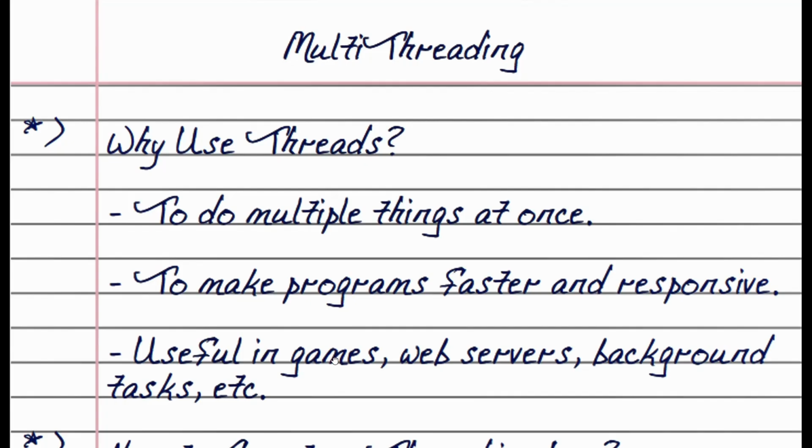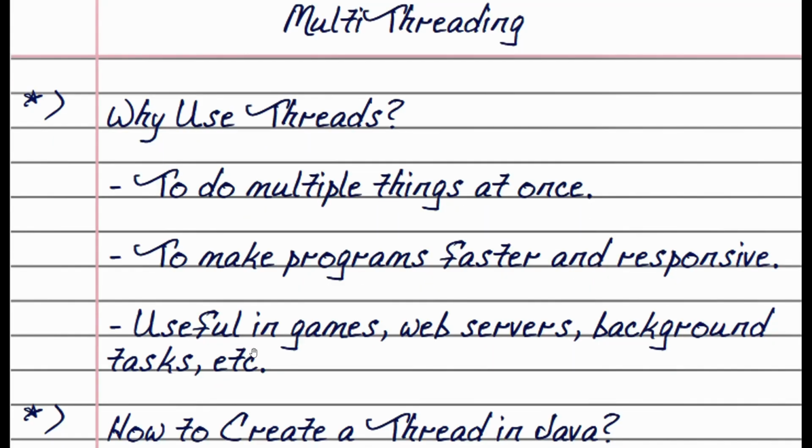Now let's see why we use threads. First is to do multiple things at once. If we want to do multiple things at once, then we can use threads. Then, to make the program faster and responsive. Threads help programs to be faster and responsive. Threads are useful in games, web servers, background tasks, and so on.